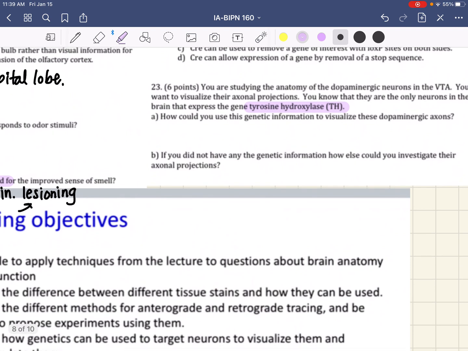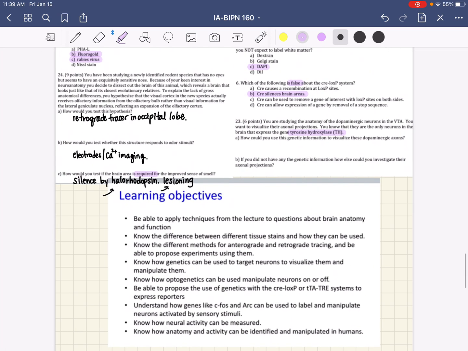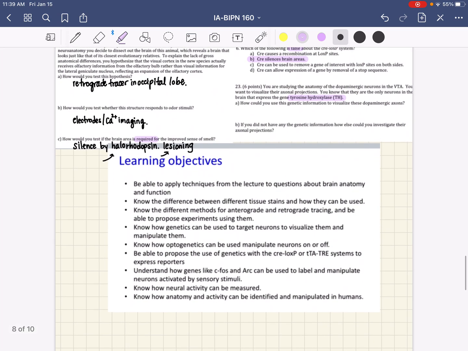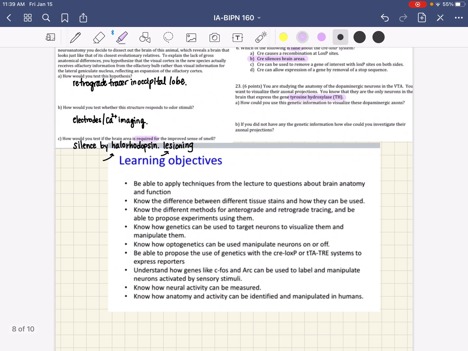Let's see if I can do B. If you did not have any of the genetic information, how else could you investigate their axonal projections? And this one's easy, right? Anterograde tracers, because if you want to know their axonal projections, where their axons are going from that place, then just use an anterograde tracer and it will take up at the cell body and move along the axon.